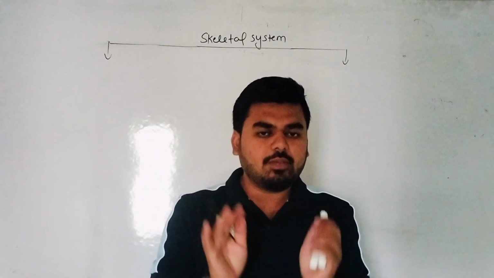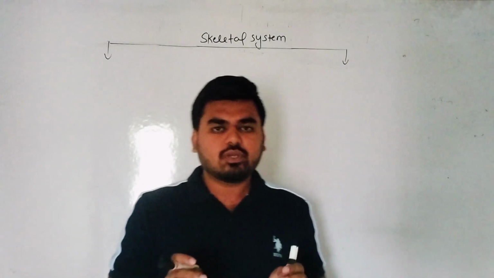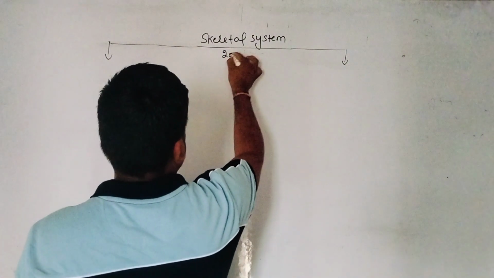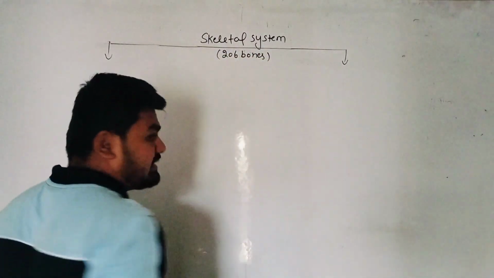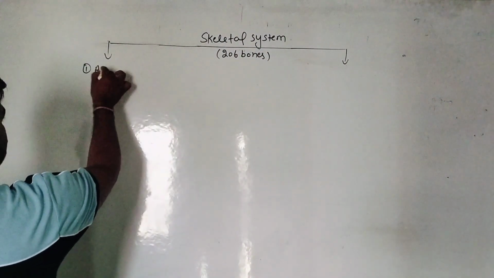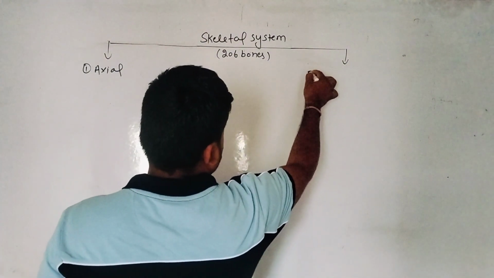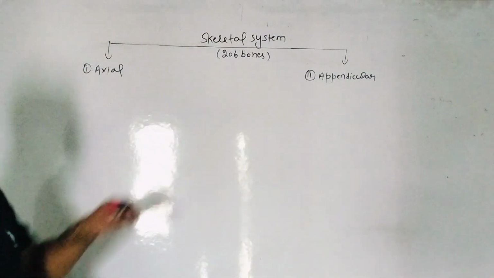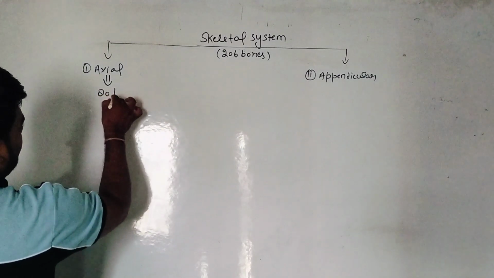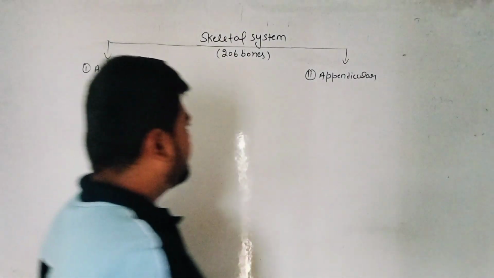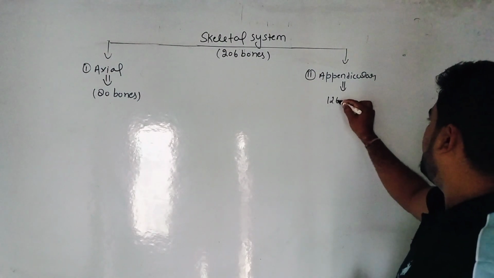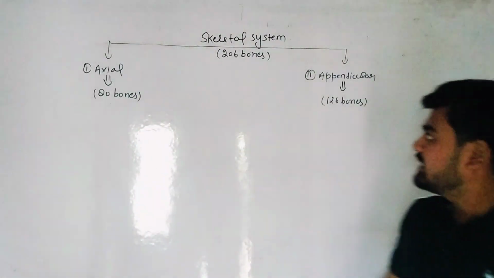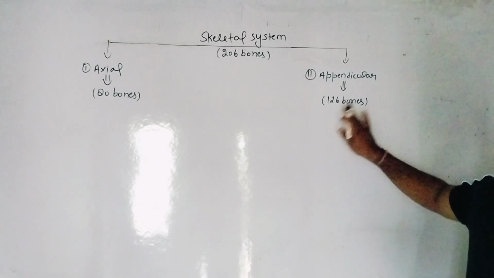Guys, today we'll discuss a very important topic, the human skeletal system. The human skeletal system consists of 206 bones. The human skeletal system is divided into the axial skeletal system and the appendicular skeletal system. Out of 206 bones, 80 bones are in the axial skeletal system and the appendicular skeletal system consists of 126 bones. One by one we can discuss.